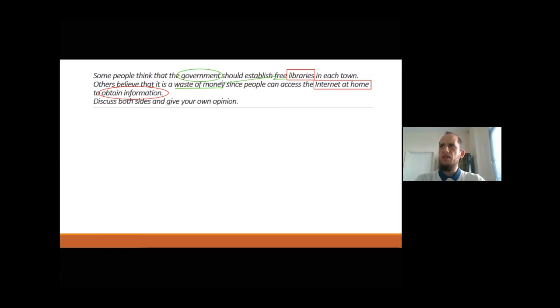Where I would be looking for synonyms would be with words like "some people think." Obviously, there's a lot of synonyms, a lot of different ways that you can phrase that. "Establish" too. There's obviously a lot of different synonyms and different ways that could be paraphrased, and that's what we would really be looking for in terms of synonyms.